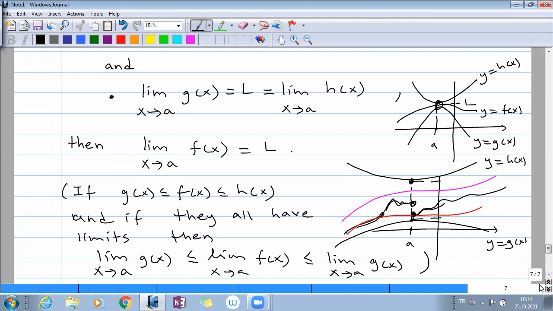Excuse me, I think you wrote g of x instead of h of x in the last expression. I'm sorry, I don't understand the question. I think you wrote something wrong in the last expression. Limit g, f, h, yes, this should be h. Yes, thank you. Is this what you meant? Yes, exactly. Okay.